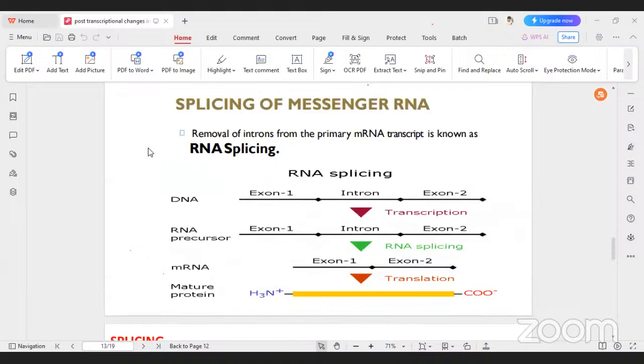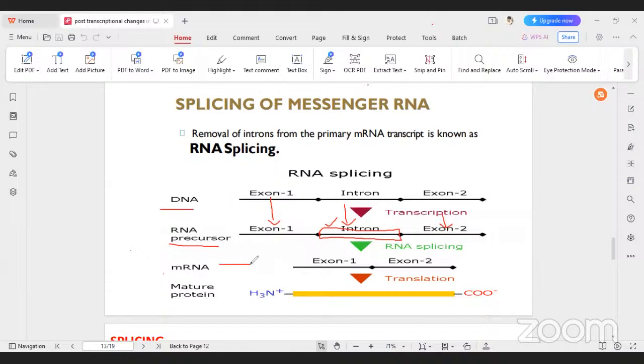Now, splicing mechanism. For example, here is the DNA, let's take a DNA strand: exons, introns, exons. RNA is prepared as it is transcribed: exons, introns, exons transcribed. But this intron region does not code for any amino acid. That's why it needs to be removed.